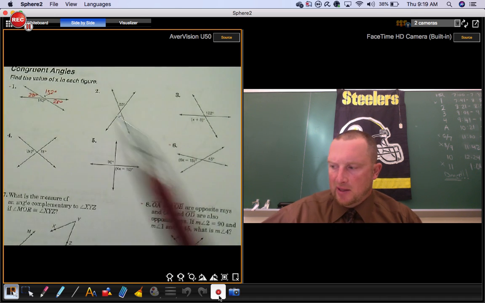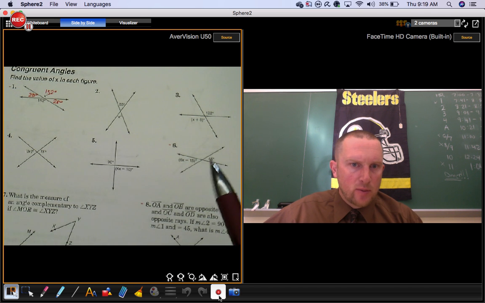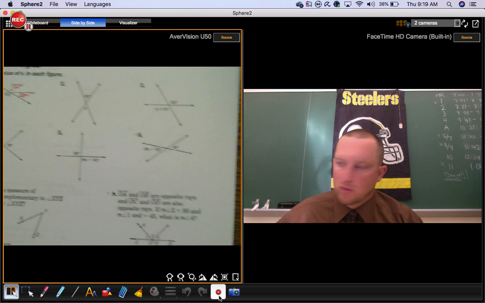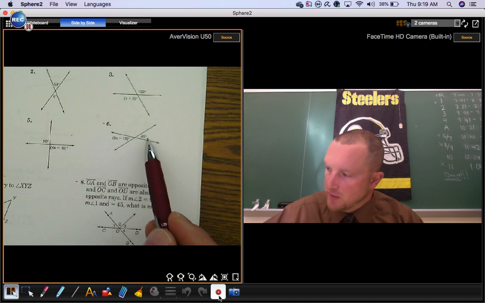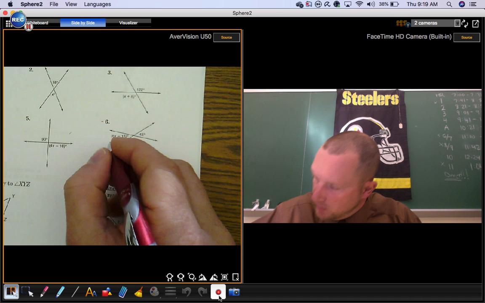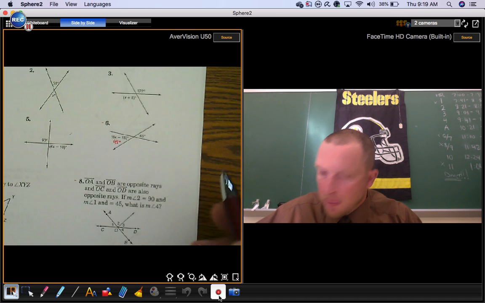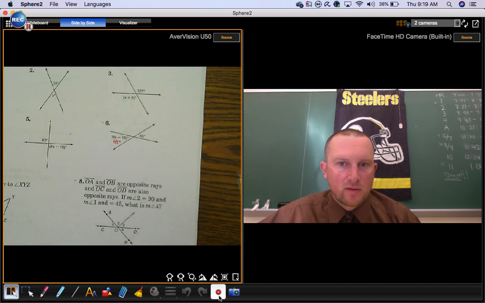Number 2 is exactly like number 1, super simple. Now, number 6 is a lot like numbers 3, 4, and 5. So if you can do number 6, you could do those ones as well. Again, these are vertical angles. So if that's 45, this one is definitely 45. But what's the value of x that makes this 45?